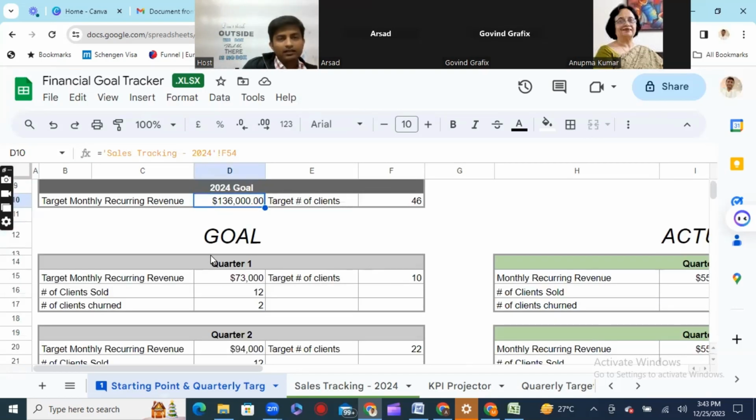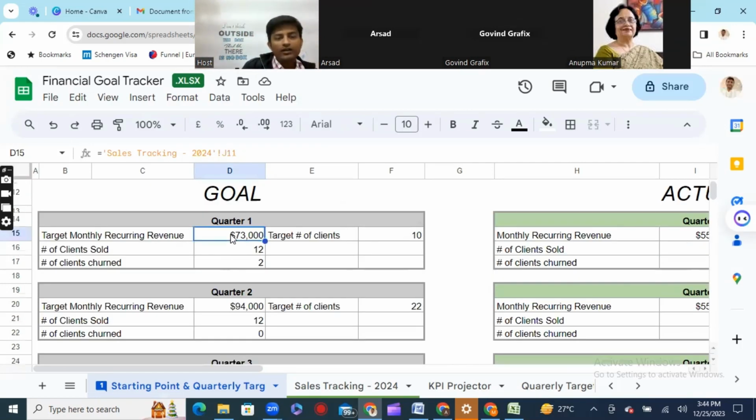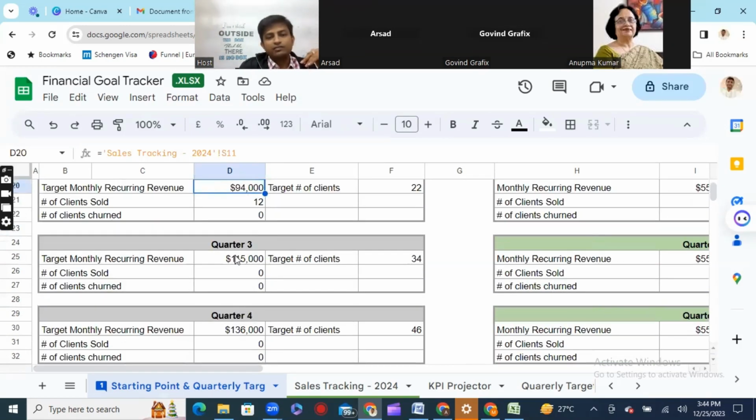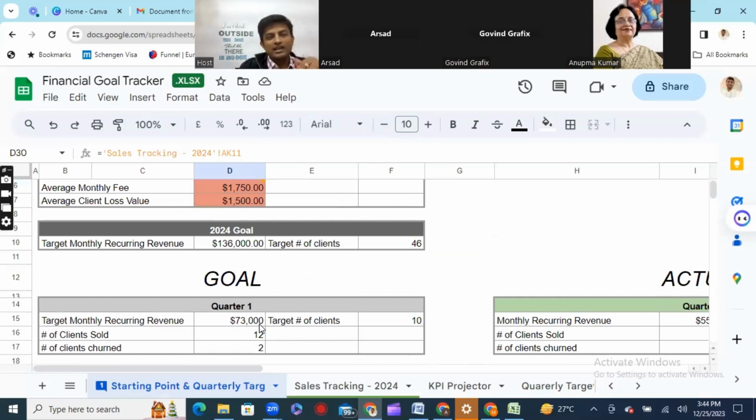First of all, there are 4 quarters, and we will divide our financial goal. For example, we have written 1 crore rupees. We will divide 1 crore into 4 quarters, and the quarters should increase gradually. In the first quarter you get 73,000, then you gradually increase 73 to 94, then 94 to 115, then 115 to 136. So you should divide in a ratio of 1:2:3:4, increasing gradually.